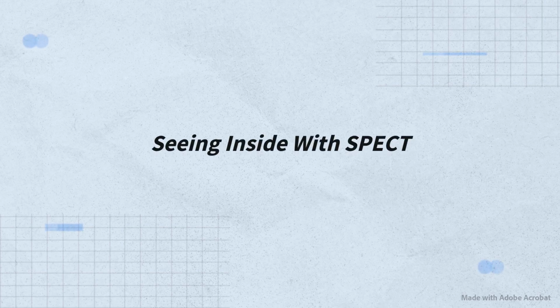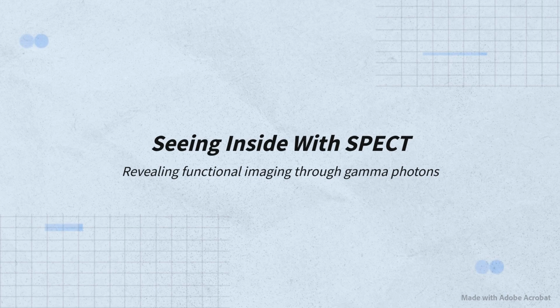Imagine being able to see the hidden activity inside the human body, not just its structure. SPECT makes this possible. This journey will reveal how SPECT uses gamma photons to create functional images, offering insights beyond traditional scans.